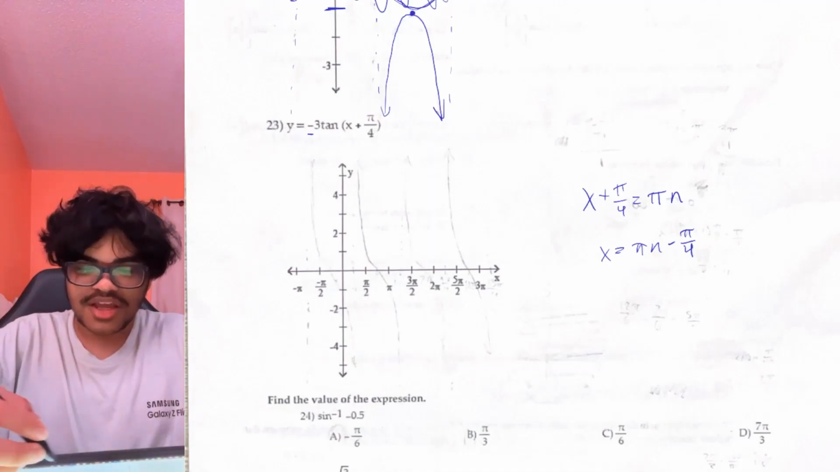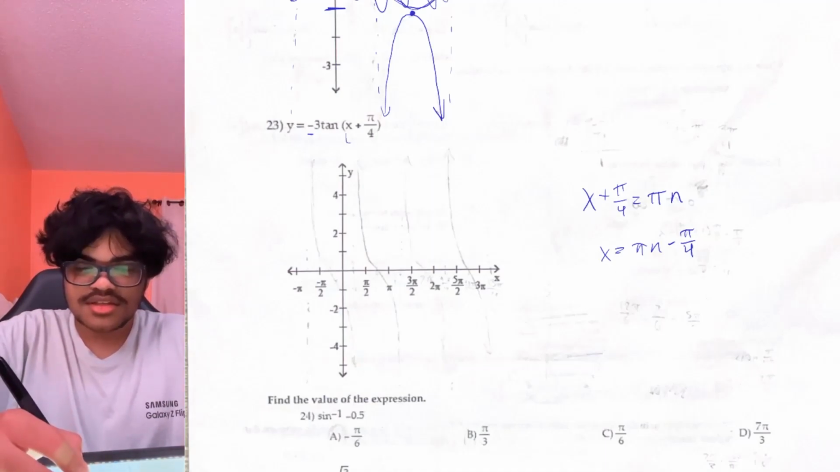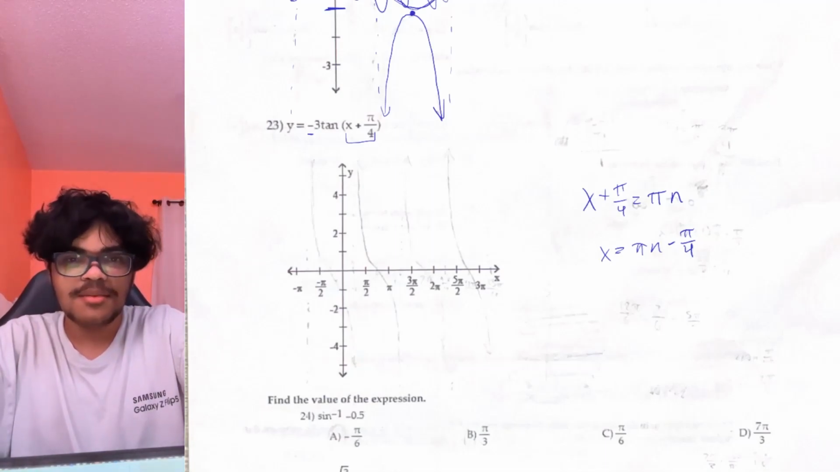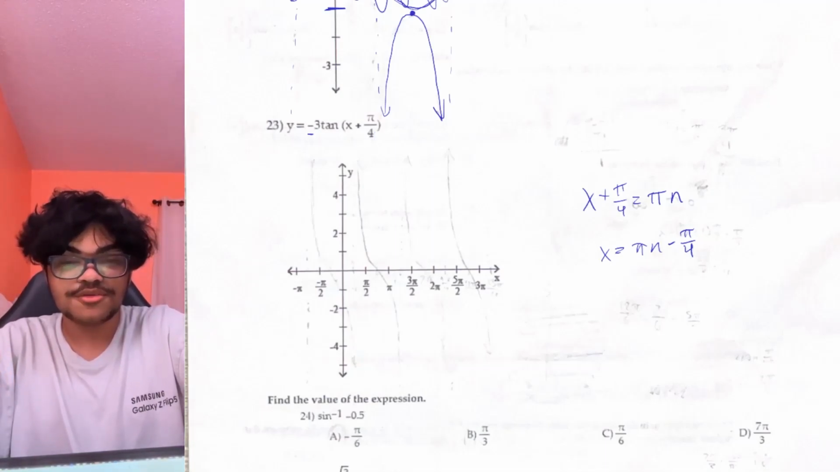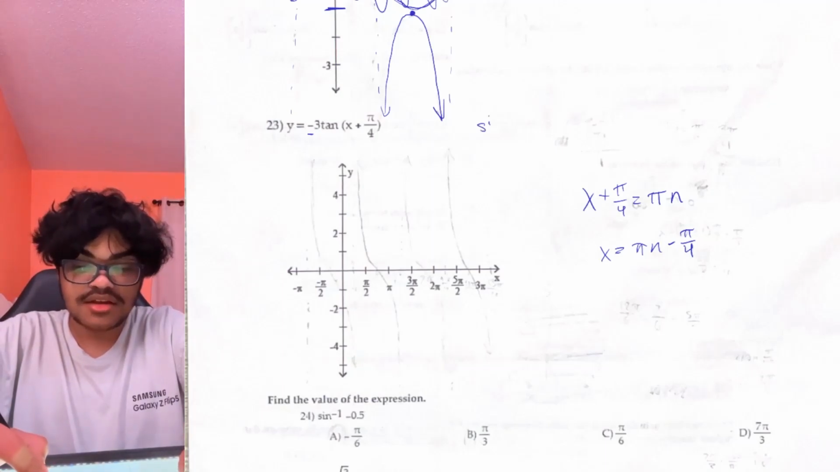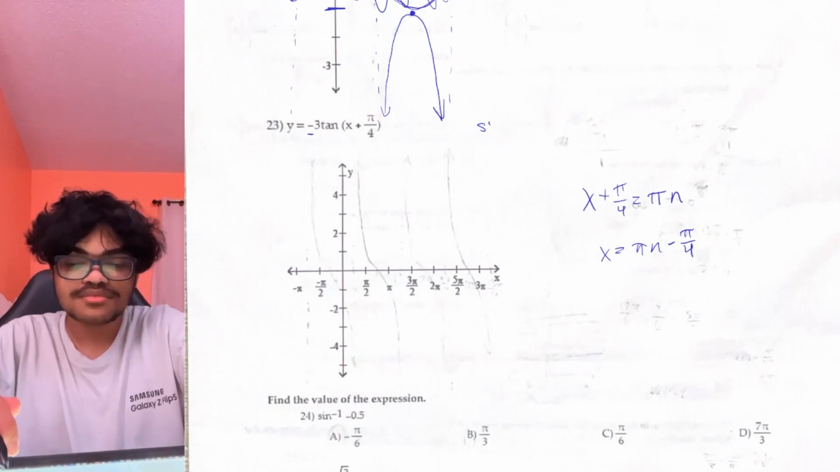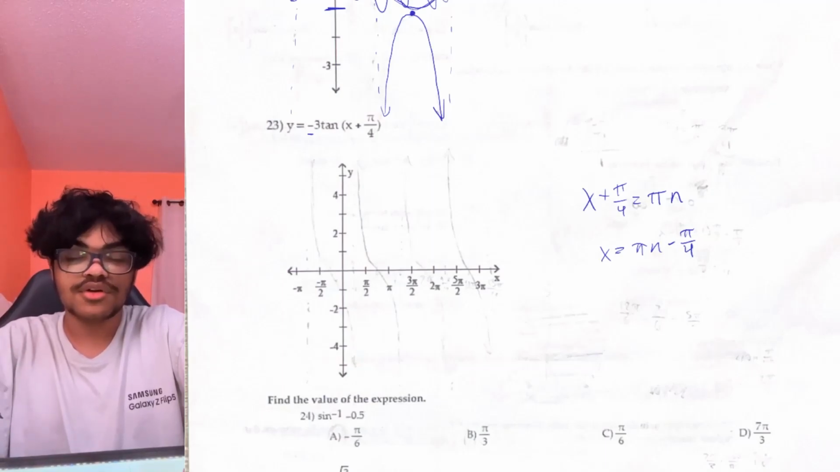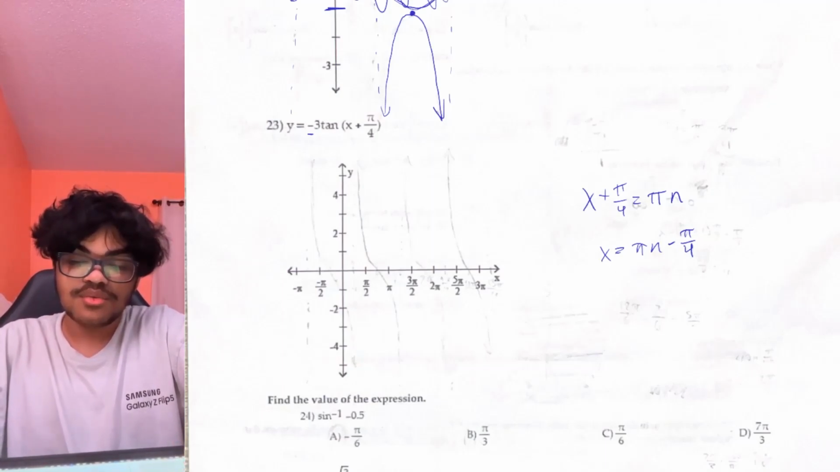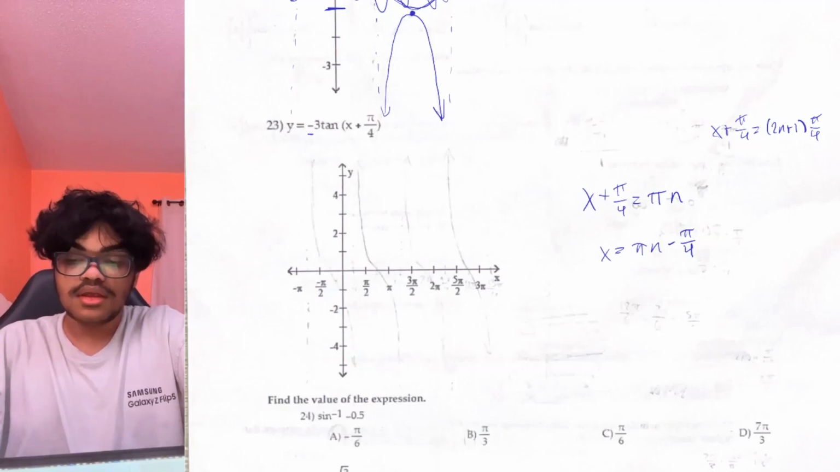To find these vertical asymptotes, we'll have to find out when this is equal to an odd multiple of pi over 2, because that's when cosine is equal to 0. And remember, tangent is sine x over cosine x, or sine theta over cosine theta. So when cosine of theta is equal to 0, we'll have a vertical asymptote. So we have to find when x plus pi over 4 will be equal to an odd multiple, so we can write that as 2n plus 1 of pi over 2, sorry.